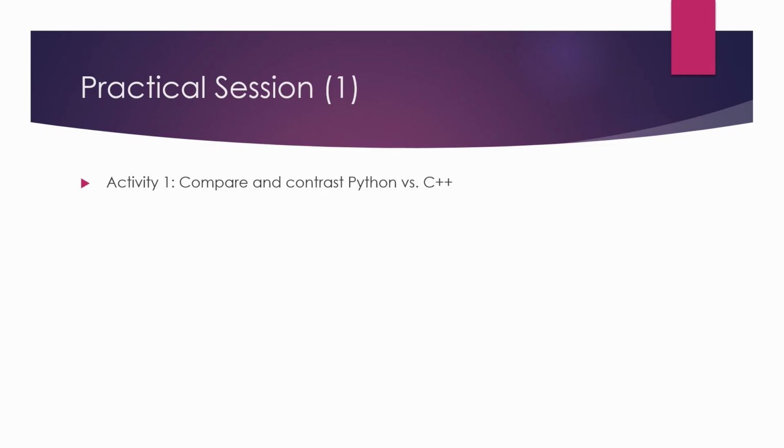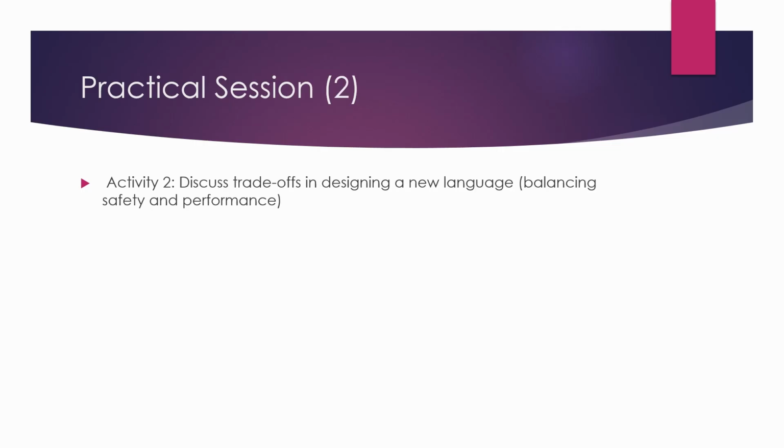Now that we have covered the theory, let's put it into practice. In Activity 1, we will compare Python and C++ to understand their differences, the design decisions that make each language suitable for different types of projects. In Activity 2, we will discuss the trade-offs involved in designing a new programming language. Specifically, we will look at balancing safety and performance, an important consideration when choosing a language for a project.